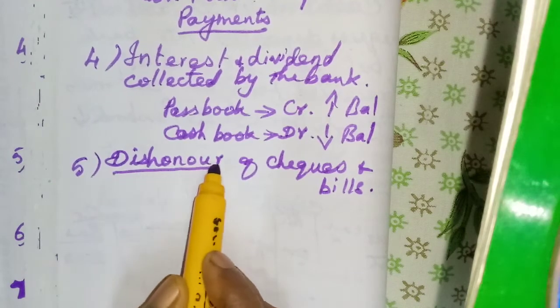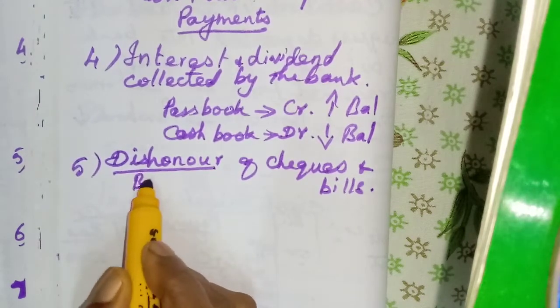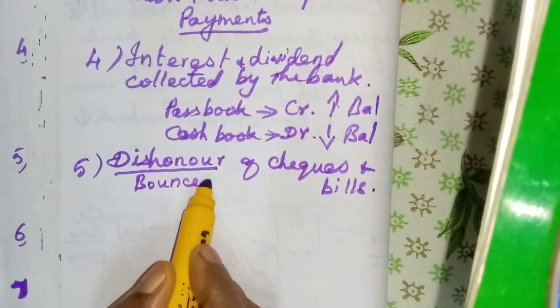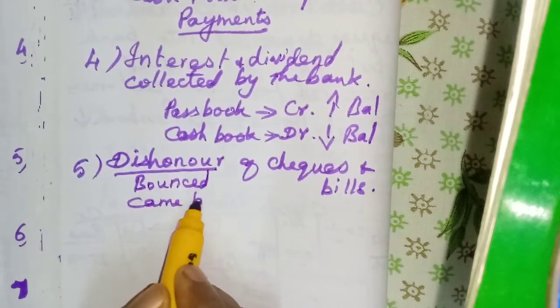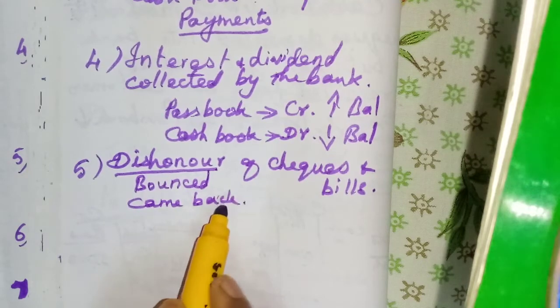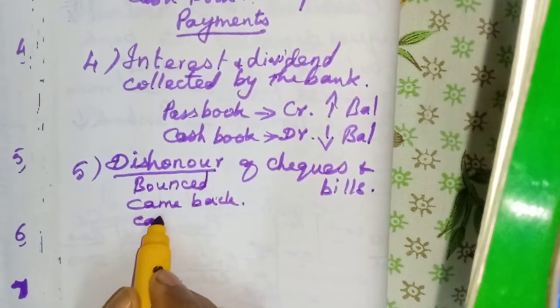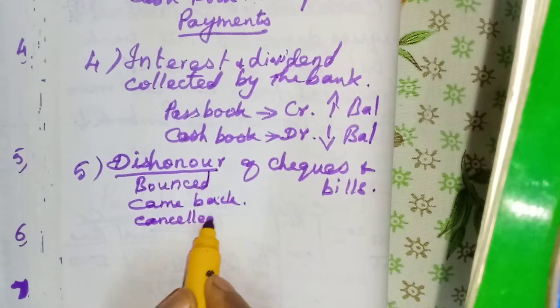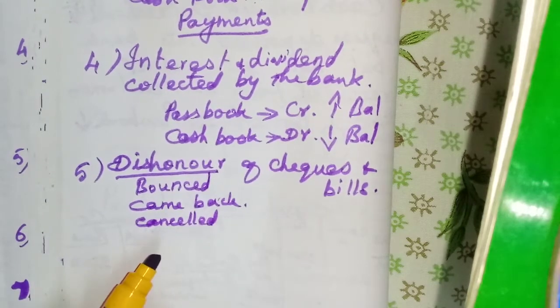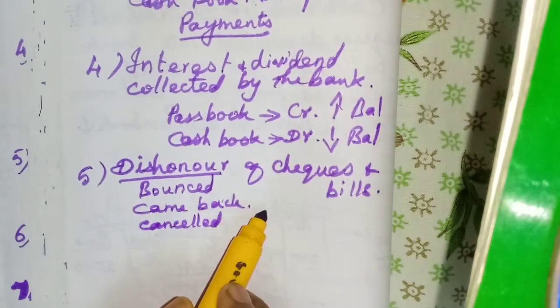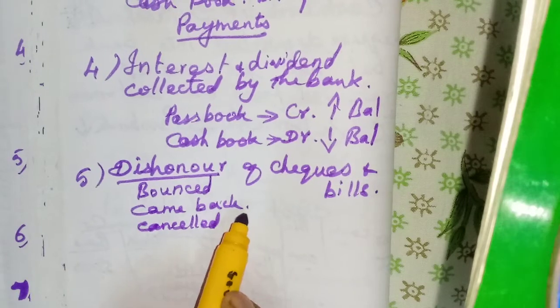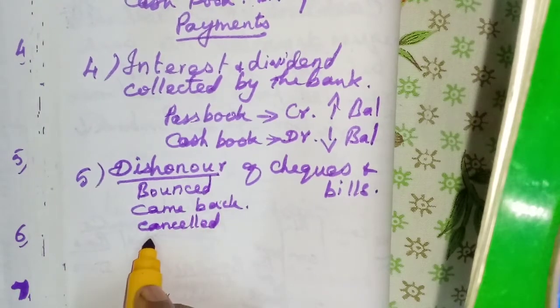Sometimes it will be dishonored. We can say that the check bounced. Bounced means it came back. It was not honored, that means cancelled, simply. That is the other word I am telling you. That means if we have deposited a check, we have not received that amount. That is the meaning. That check became invalid.